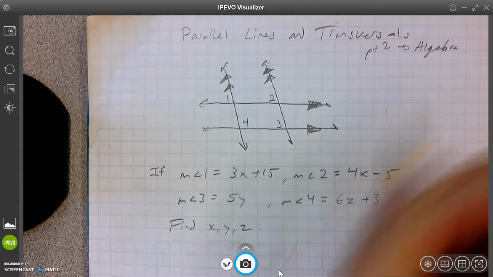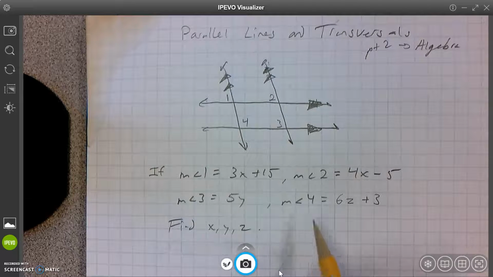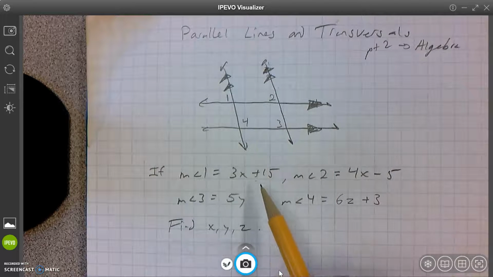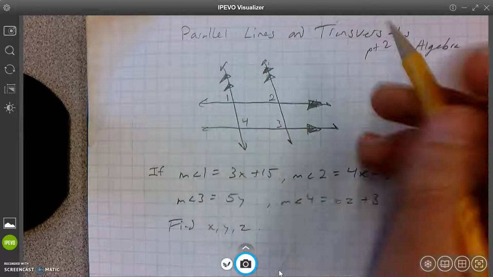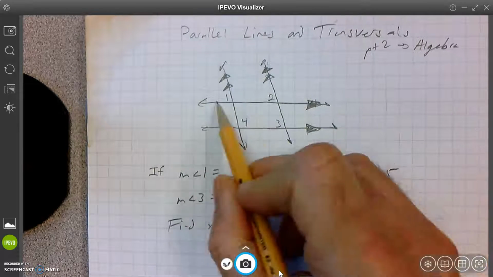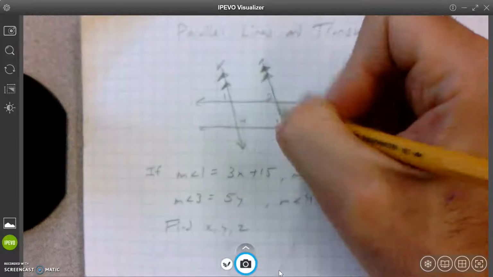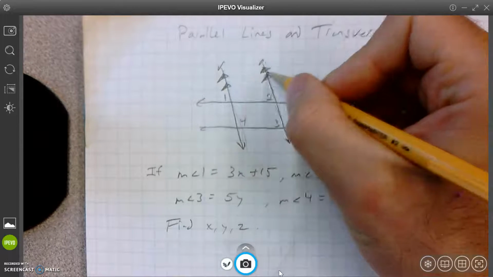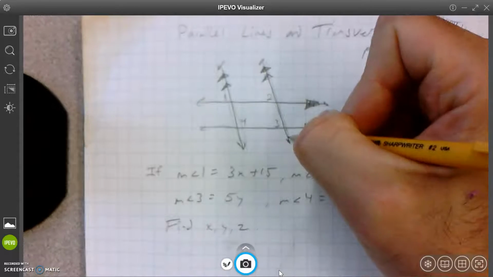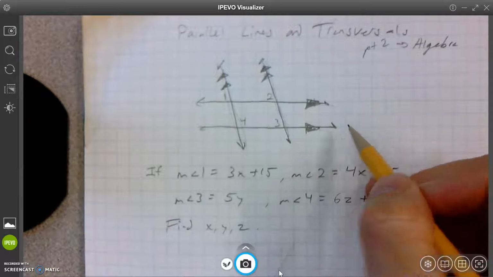Okay. So the first thing you do is you have to label your picture. So we have this and this. So this means that these two lines are parallel right here. And also you have this and this. So that means that since you have two marks here, these two lines are also parallel. We have two sets of parallel lines.